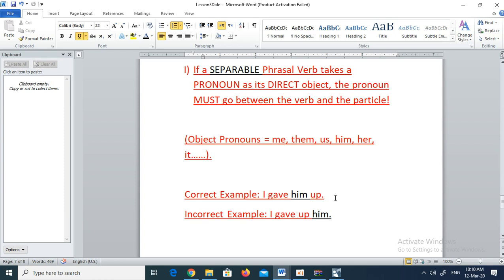The direct object, when it is a pronoun, and the phrasal verb is separable, must go in the middle of the verb and the particle. So correct, I gave him up, and you could say I gave them up, or you could say I gave her up, but you cannot say I gave up them or I gave up her. Those would be incorrect. In a situation where the object is a pronoun, a word like me, them, us, him, her, it, you, then it has to go in the middle. Good.